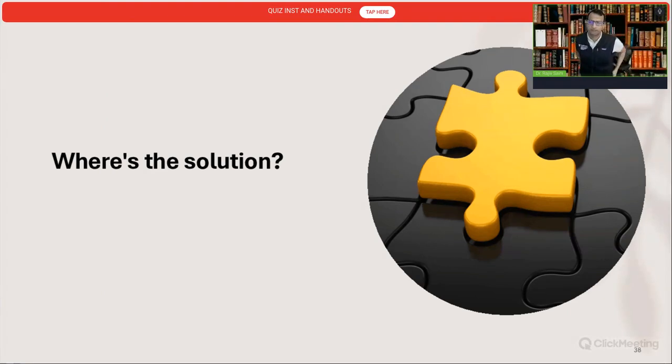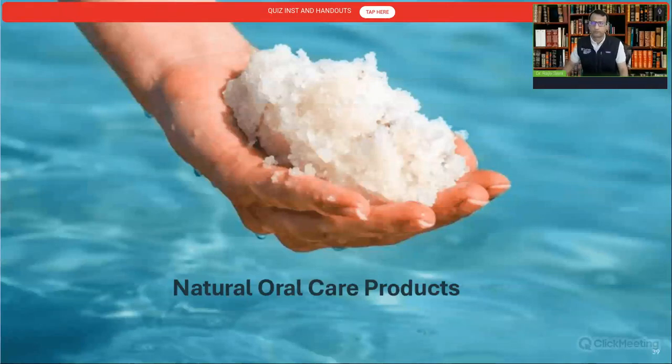So now the question comes here: when everything is so complicated and we can see everywhere there is a sea of red and blue, where is the solution then? Then what should we recommend? What is the solution? The solution lies in nature. When we say nature, it's natural oral care products such as sea salt.